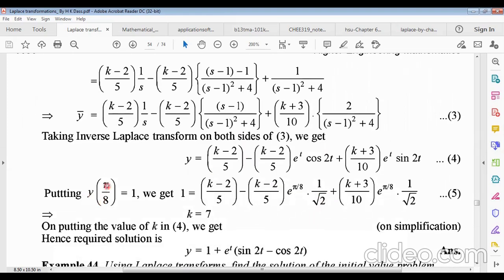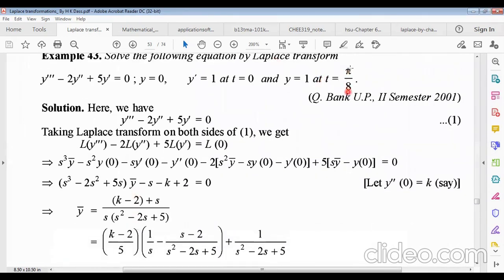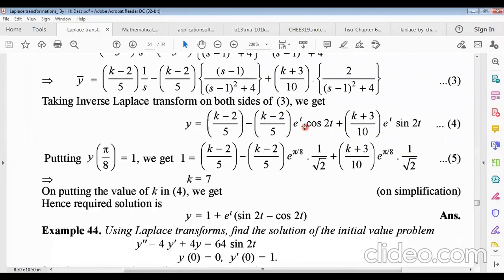Now putting y(5/8) equals 1. This is the given condition: y(t) equals 1 at t equals 5 by 8, so y(5/8) equals 1. Using this initial condition, we put t equals 5 by 8 on both sides.